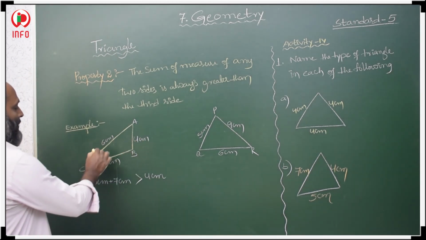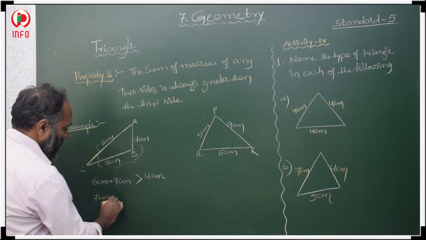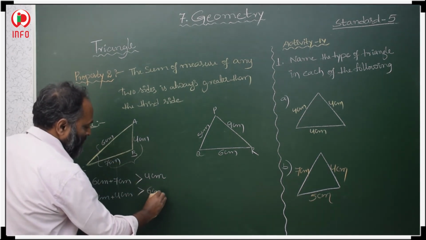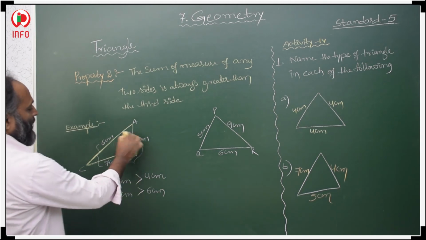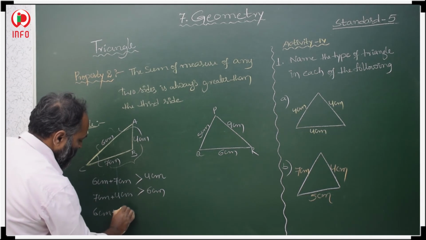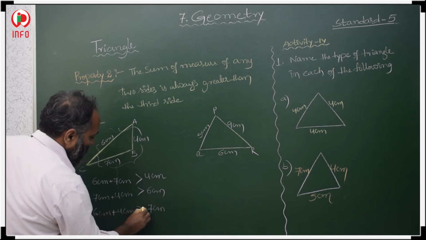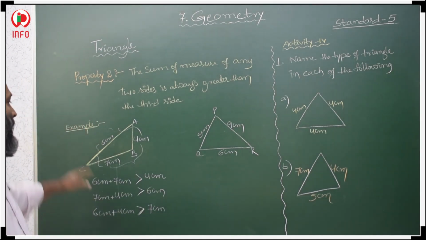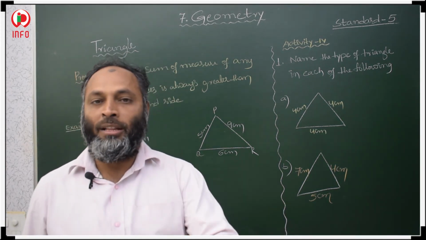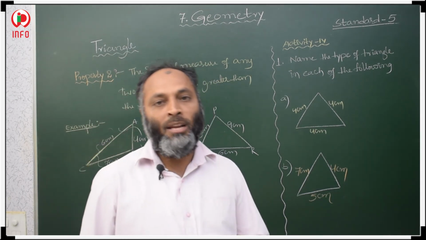So what we added? 6 and 7. Now add 7 and 4, 7 centimeters plus 4 centimeters. That should be greater than the third one. Then add 6 centimeters plus 4 centimeters. That should be greater than 7 centimeters. Check whether it is correct or not. If you add any two sides of a triangle, that should be greater than the third side. Then only the construction of a triangle is possible.